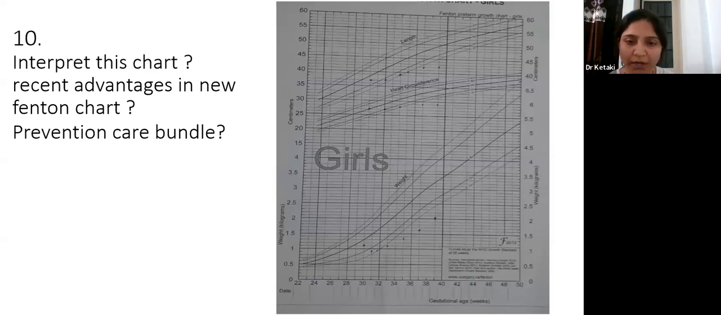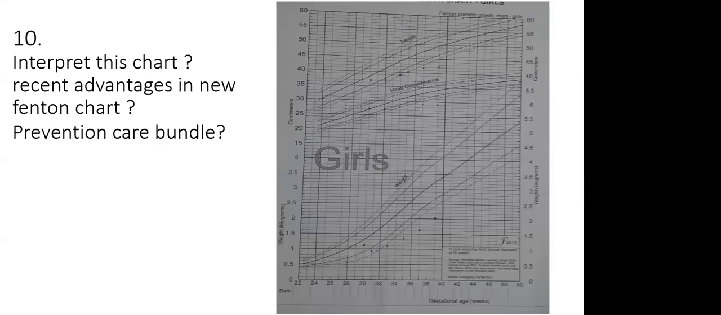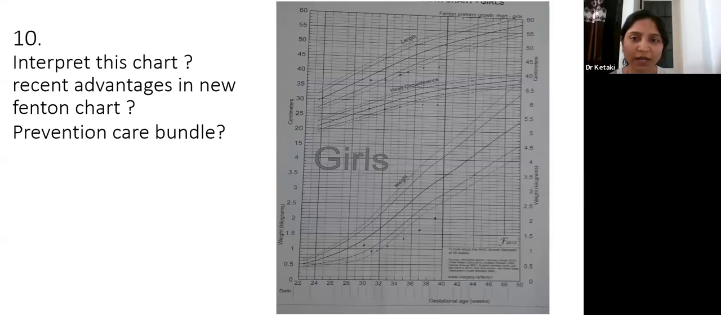So this girl baby was born at around 30 weeks, and today the baby is 39 weeks and she is getting discharged. So extrauterine growth restriction is what they have all answered. Okay, fine. What else can you see in this chart?